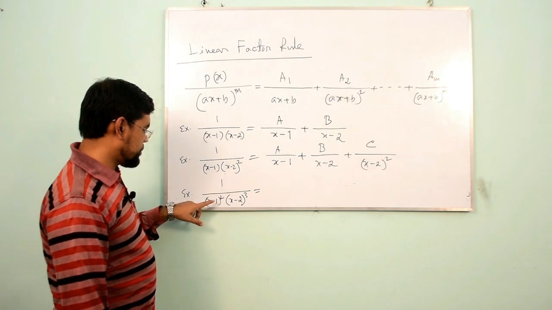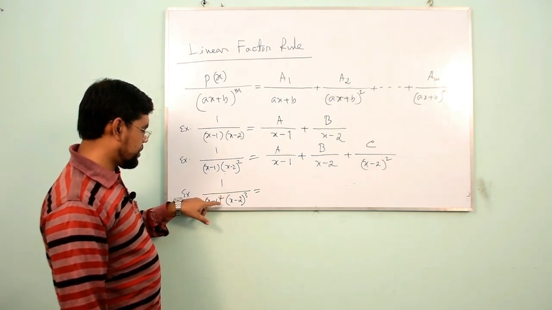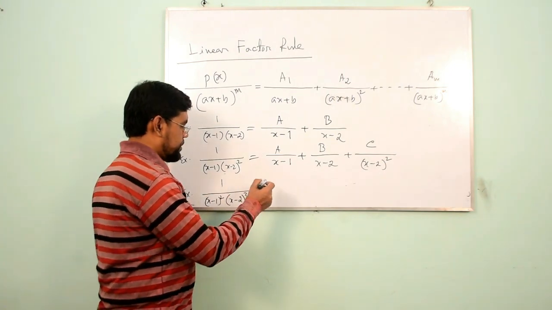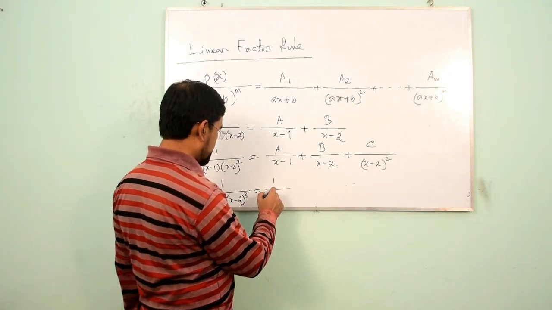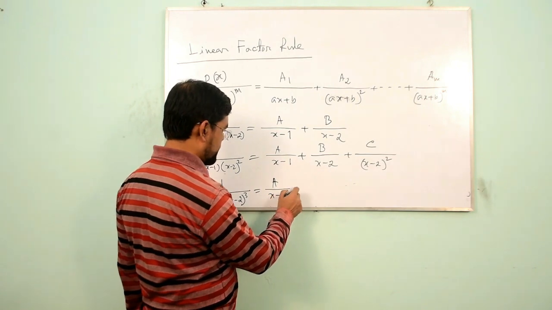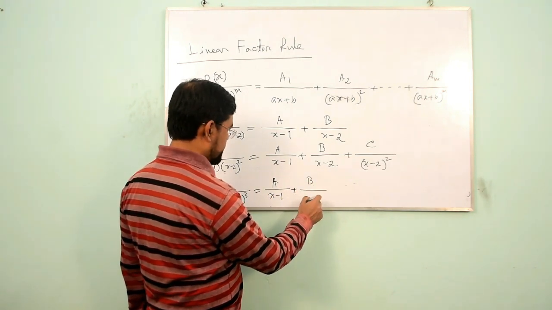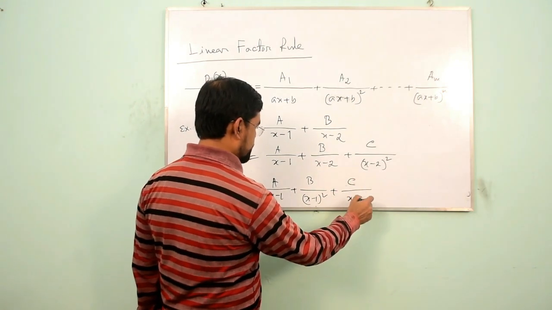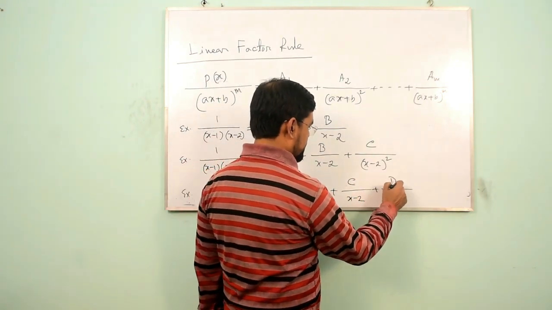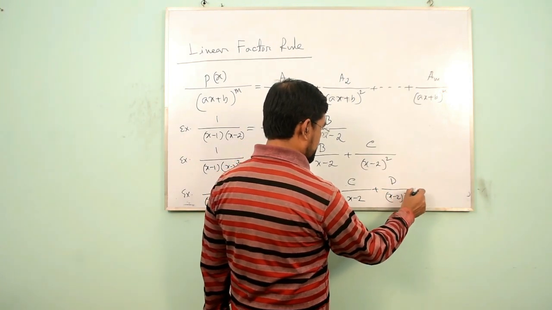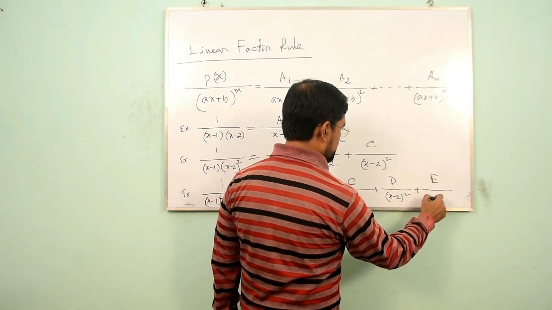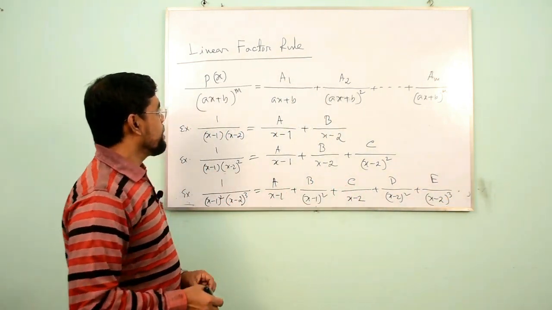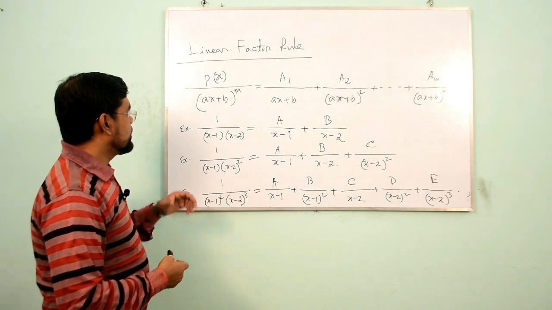And for this one, you see (x - 1) raised to the power 2 and (x - 2) raised to the power 3. So it should be like this: a/(x - 1) + b/(x - 1)² + c/(x - 2) + d/(x - 2)² + e/(x - 2)³. So this is the linear factor rule.